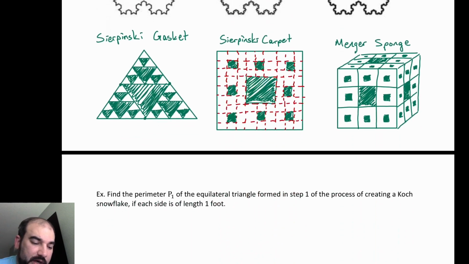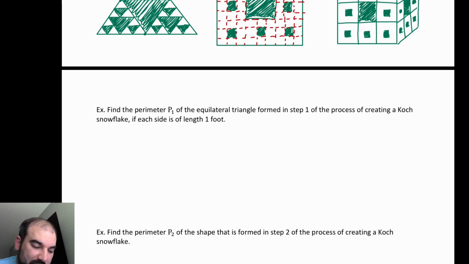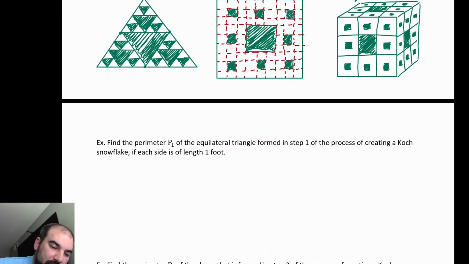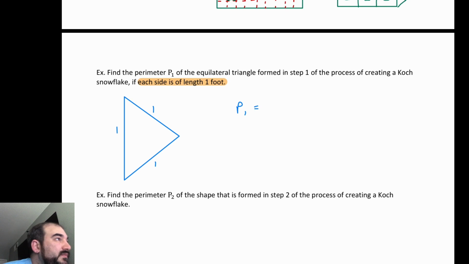So if we zoom in to any part of the figure, it looks similar to what we see in itself. So what we're going to do is, or you are going to, find the perimeter of the first 3 figures, which shouldn't be that bad because, remember, for perimeter, if we were to start this example in perimeter 1, we have this equilateral triangle, P1. It tells us that each side is of length 1 foot, which means I have a triangle that's 1 by 1 by 1.